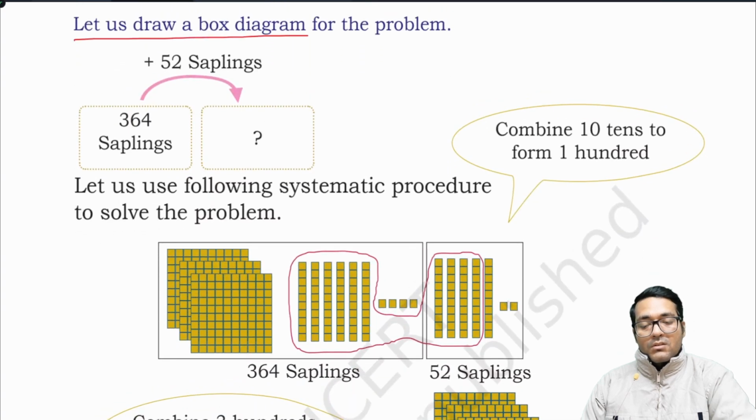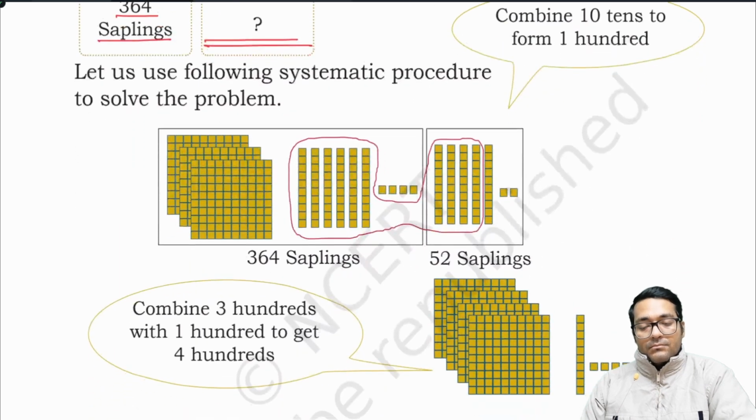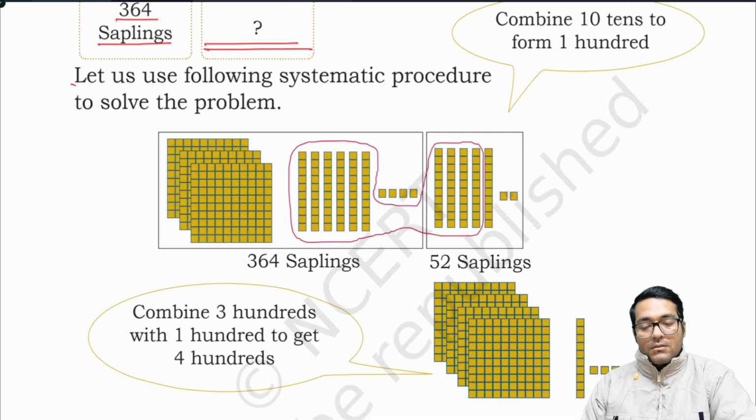Let us draw a box diagram for the problem. Initially, he has 364 saplings. He brought 52 saplings. Then, how much will be the total number of saplings? Let us use the following systematic procedure to solve the problem. You can see 364 saplings can be represented as 300, 60 and 4. 52 saplings can be represented as 50 and 2.